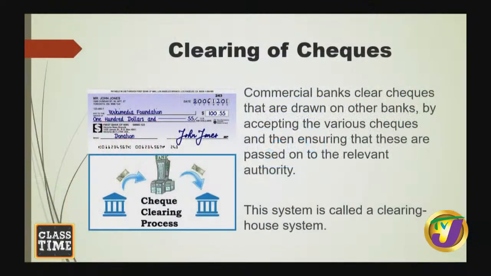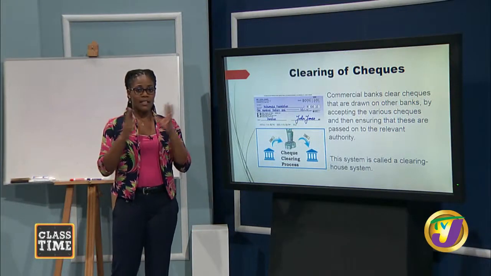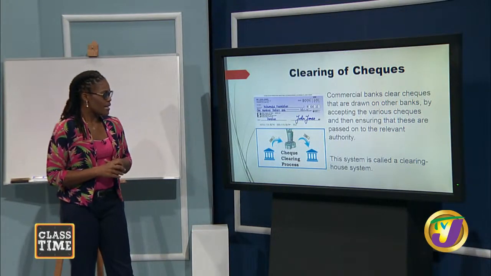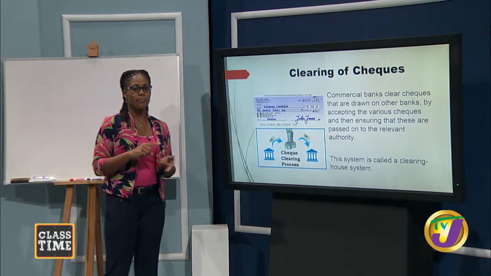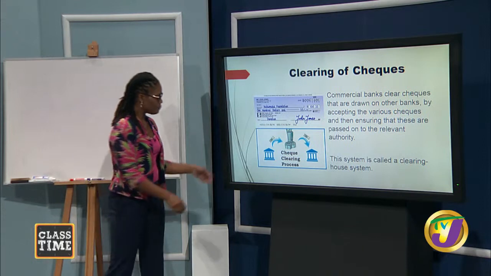Now, this is to allow the check to pass through the clearinghouse system. So they have to do their checks and balances. Remember, it's different institutions that you're dealing with, right? So they have to do their checks and balances to ensure, for example, that enough money is in the account holder's account to cover the amount on the check, and that the check is legitimate. It's not tampered with, it is signed, and it is in good order. All right, so the clearinghouse system is what allows you to transfer checks between institutions.